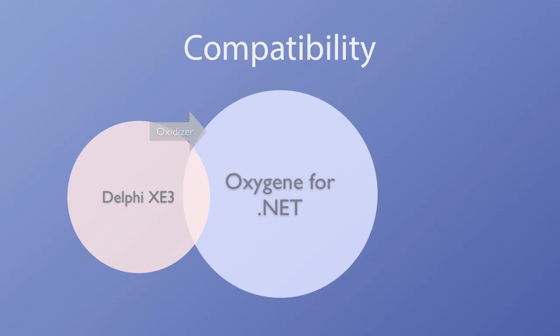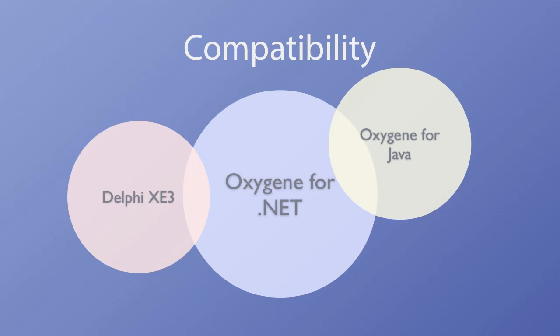Another option is the Oxidizer tool that's built into Oxygene for .NET. The Oxidizer tool makes it easier to move code from Delphi to Oxygene for .NET. Still not going to support the VCL and FireMonkey though. Oxidizer doesn't stop there. It also makes it easy to move code from C# to Oxygene for .NET. You can simply copy and paste it from the online documentation or samples you might find online and paste it as Oxygene for .NET code.